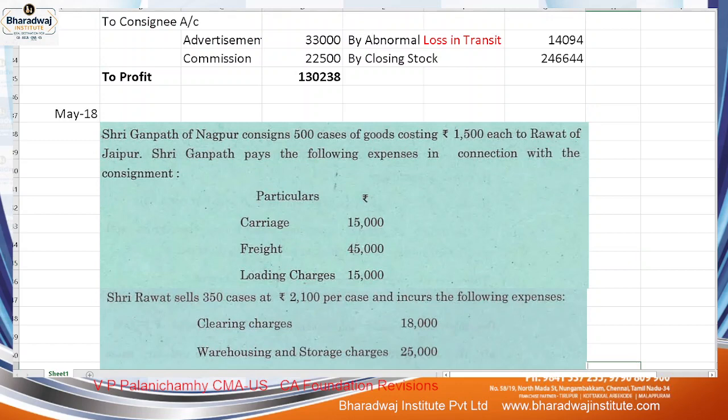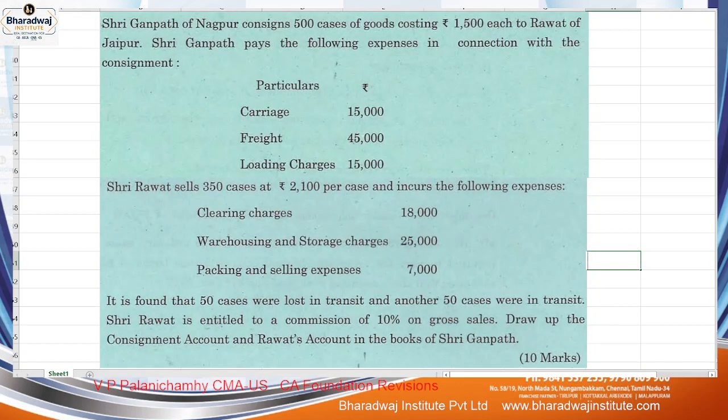This was, I hope, the May 2018 question paper. With this question, we'll stop consignment. Ganpat of Nagpur consigns 500 cases of goods costing 1,500 each to Rawat of Jaipur. Ganpat pays the following expenses: carriage 15,000, freight 45,000, loading charges 15,000. All are consignor's expenses. Shri Rawat sells 350 cases at 2,100.